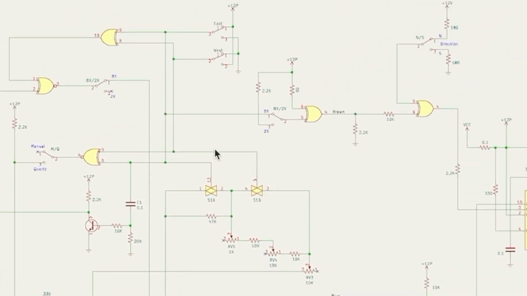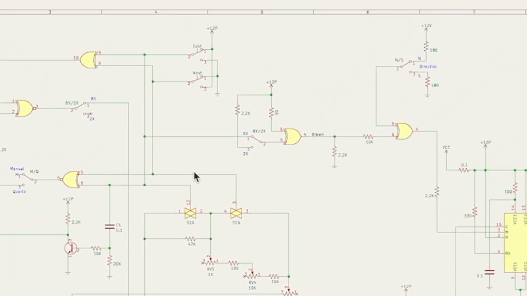Pressing East slews in the opposite direction to the normal tracking direction. In addition to changing speed, East must change direction at 8x, and the way it does that is to reverse whatever the north-south hemisphere switch is set to. Let's see how.